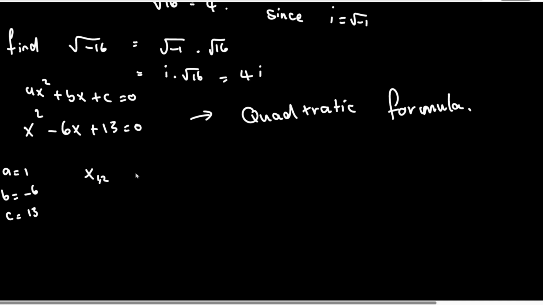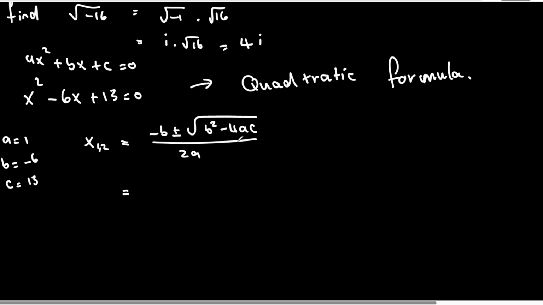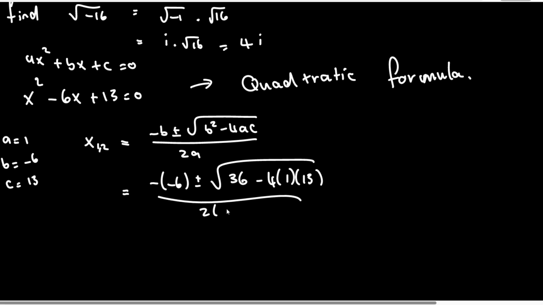So we have x1,2 is equal to -b plus or minus the square root of b squared minus 4ac, over 2a. Let's plug in what we know. Well, we know -b is 6, plus or minus the square root of b squared. So that's going to be -6 squared, which is 36, minus 4ac, over 2a, which is 2. Well, that gives me 6 plus or minus the root of, what's that? 4 times 13 is 52. 52 minus 36 is -16, over 2.